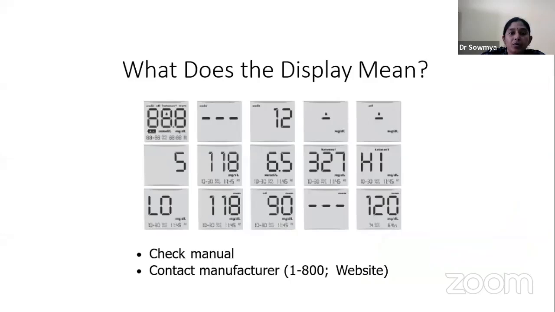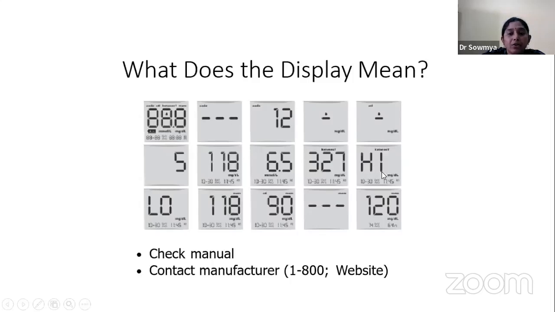So we should know what the display means. What are the values here? This is the battery indicator. This value has not yet come. Here it is showing that we have to drop a blood drop. Here the units are different. This is 6.5 millimoles per liter. Here it is milligram per deciliter.